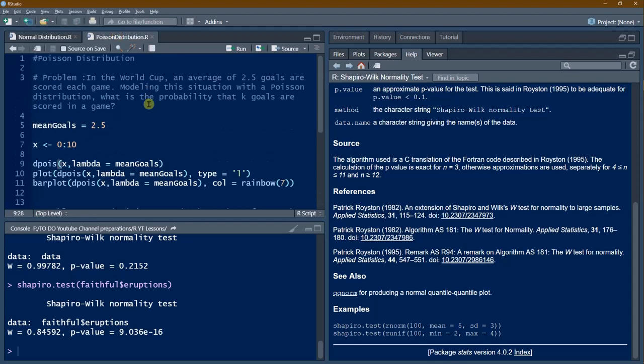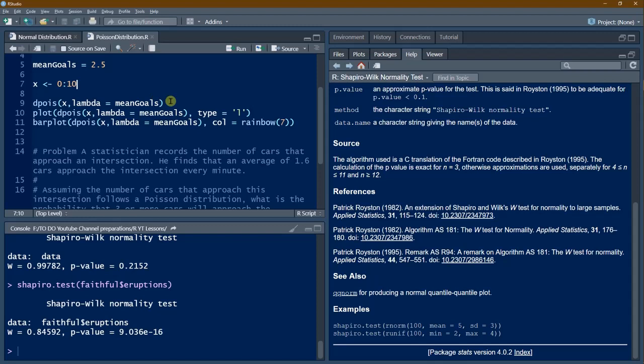We are going to Poisson distribution. In Poisson distribution, let us do a simple problem. In the World Cup, an average of 2.5 goals are scored each game. Modeling this situation with a Poisson distribution, what is the probability that k goals are scored in a game? Here lambda is 2.5. In a game, we get either 0 goals scored or 1 or 2 or like that. It can be up to 10 goals. We'll assume that, and let us try to find out the probabilities.